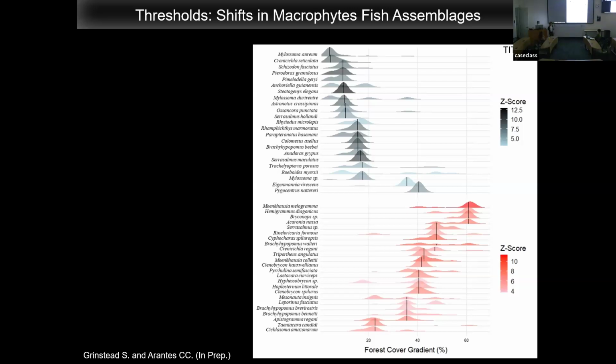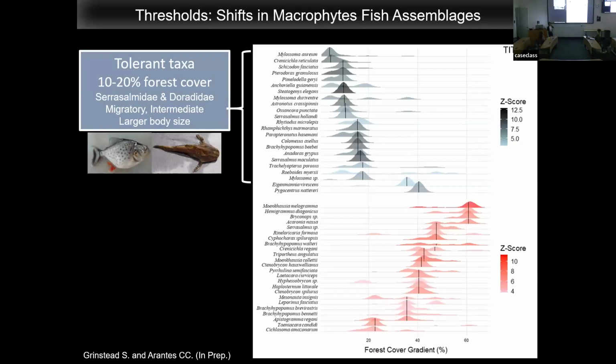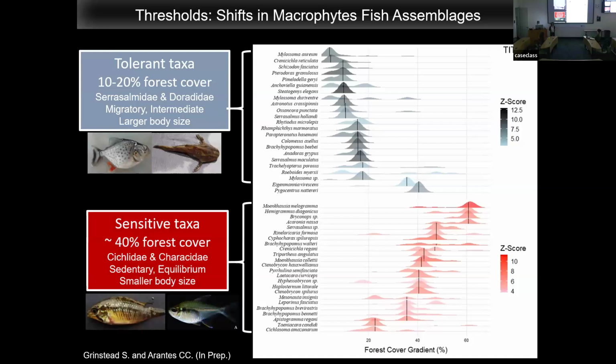And we can see two groups of indicator species. At the top, we can see in gray species that tended to increase in abundance as forest cover declined. At the bottom, we see species that tended to decline in abundance as forest cover declined, the sensitive taxa, or the sensitive indicator species. The species at the top, the tolerant taxa, had threshold levels where they abruptly increased in abundance around 10 to 20% of forest cover. And the sensitive taxa had threshold levels where they declined abruptly in abundance around 40% or below 40%.